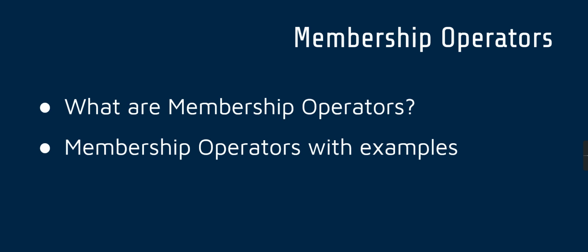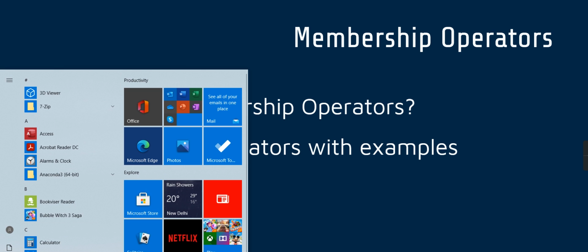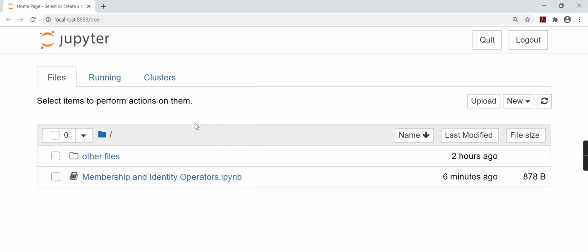So there are two major types of membership operators available to us in Python. Those are the in and the not in operators. So let's look at the examples in our Jupyter notebook. So I am going to shift to my Jupyter notebook.